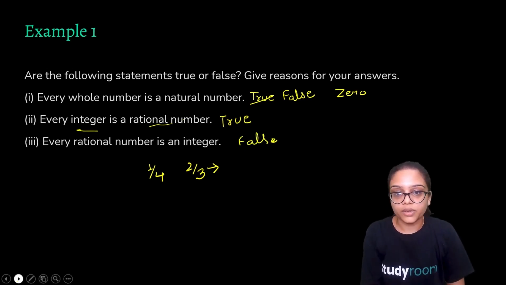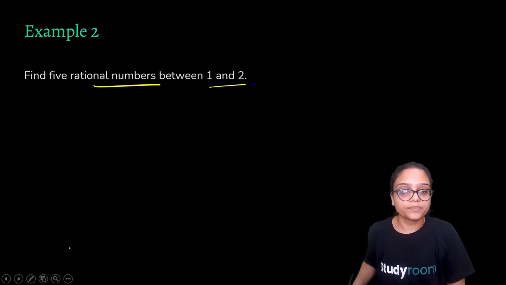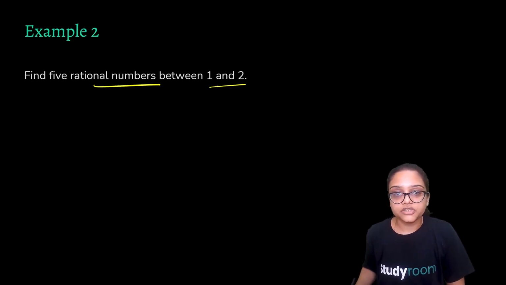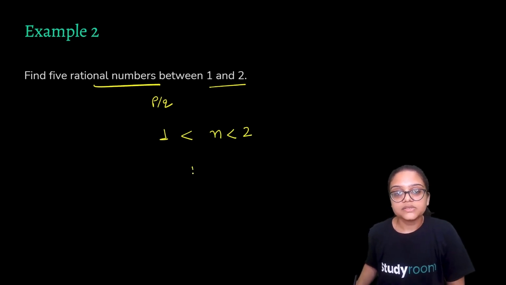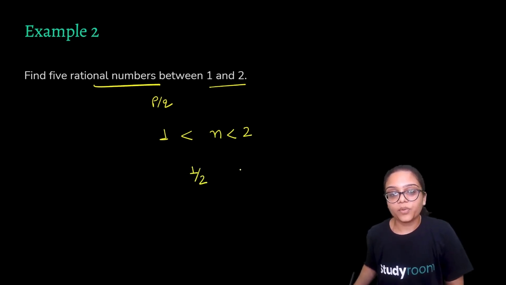Next, we would go to another question. Give 5 rational numbers between 1 and 2. Rational numbers, simply p by q form, between 1 and 2. So the number which we're going to give, let's just denote by N, should be between 1 and 2. Just keep on writing 1 by... no, that should be in between 1 and 2.